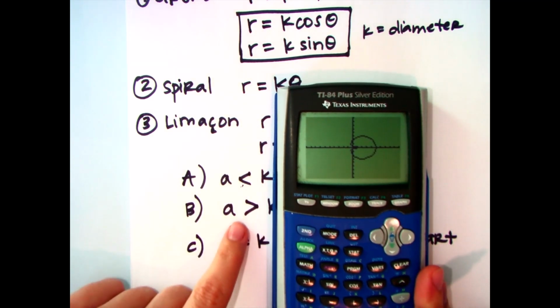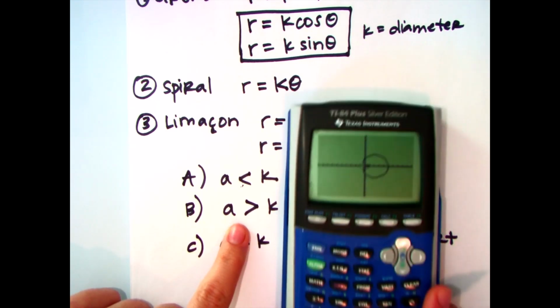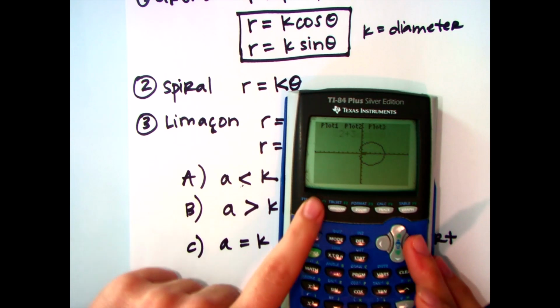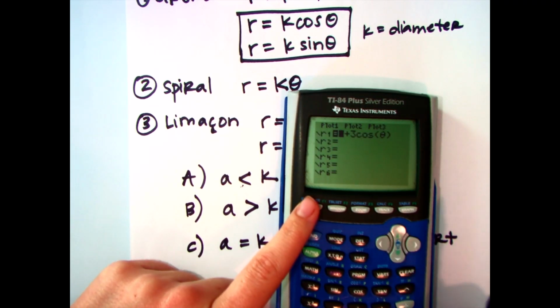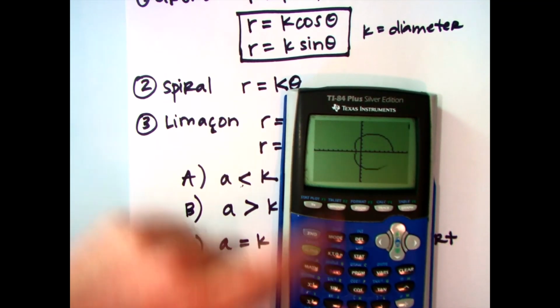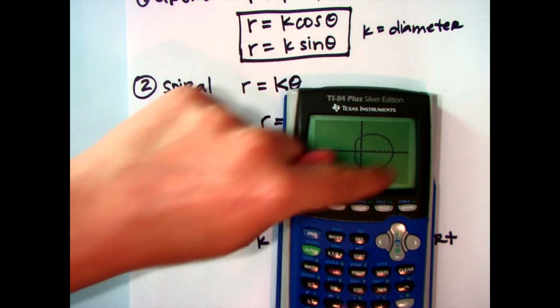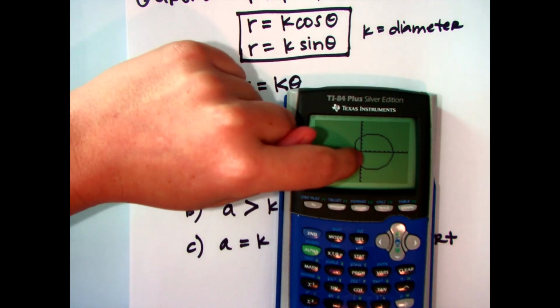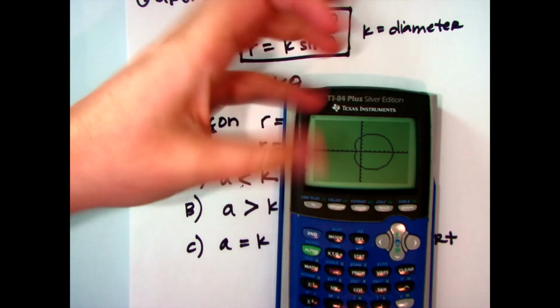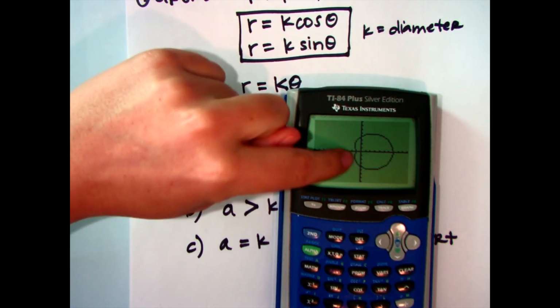Let's see what happens. What we're calling a bean. What are we calling a bean? So a should be greater than k. So what if I just change this to a 4? So 4 plus 3 cosine theta, what's going to happen? So see how it's a bean, or it's a dented circle? So it's not a full circle, it has a little dent in it. So we call it a little bean. Think of like a little bean. If you go and look at one in your pantry, they kind of look like this. So it's a little tiny bean.